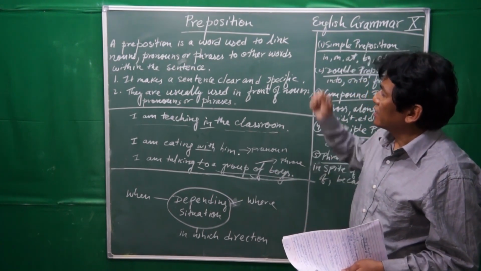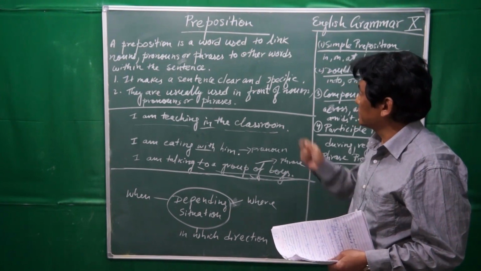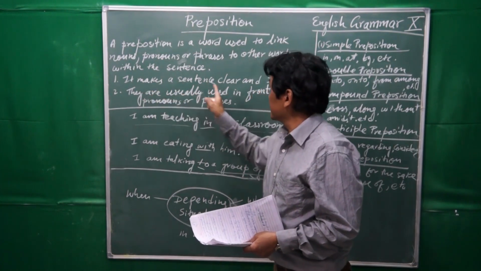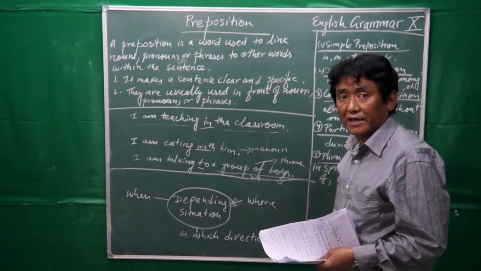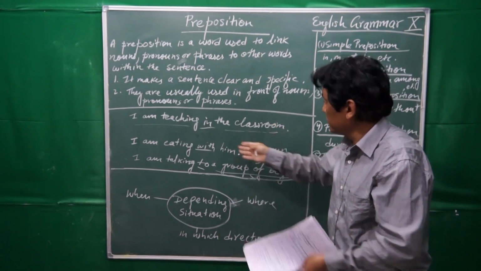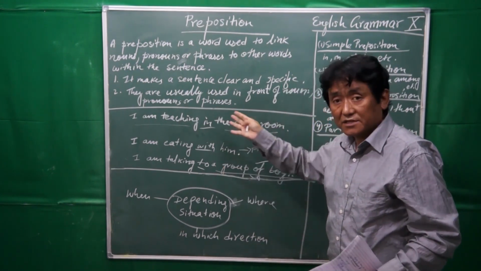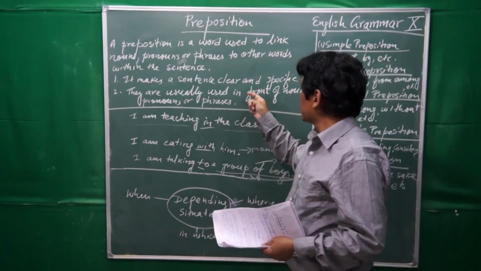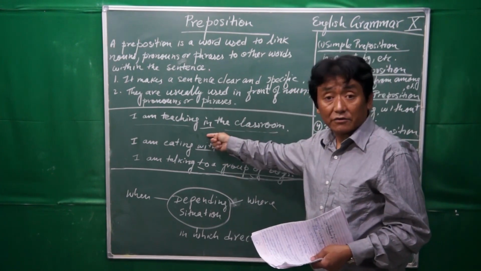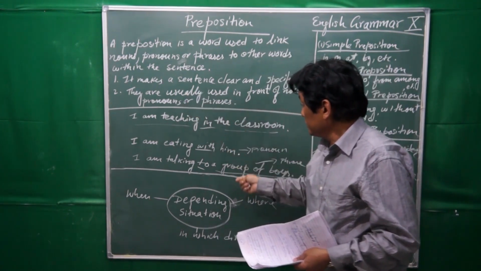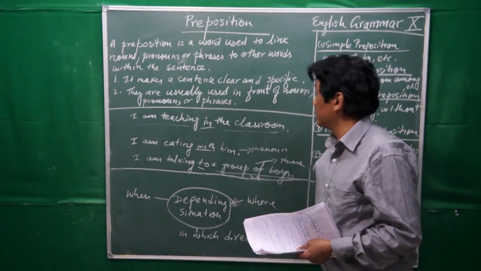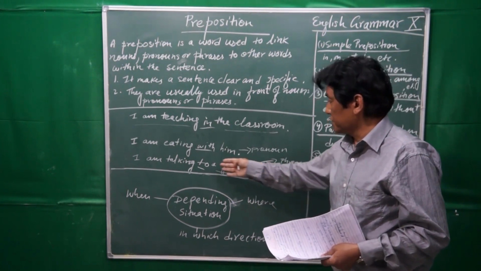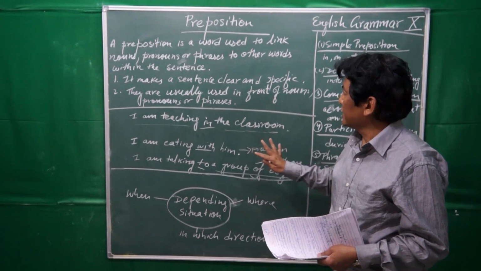Now, if we look at it, there are two things that come up from there. Number one is, a preposition makes a sentence clear and specific. Isn't it making it clear and specific? Because of these prepositions only, these sentences are clear and specific. And the next one is they are usually used in front of a noun over here, right? Or a pronoun over here, with is used in front of a pronoun, right? Or phrases, okay, to a group of boys, means in front of the phrase. That is what usually happens.